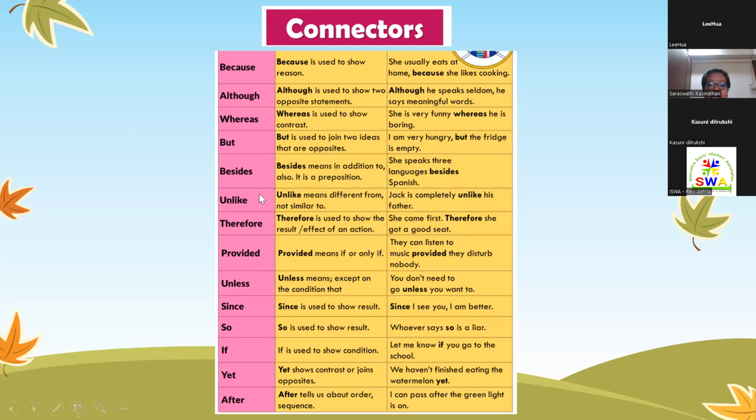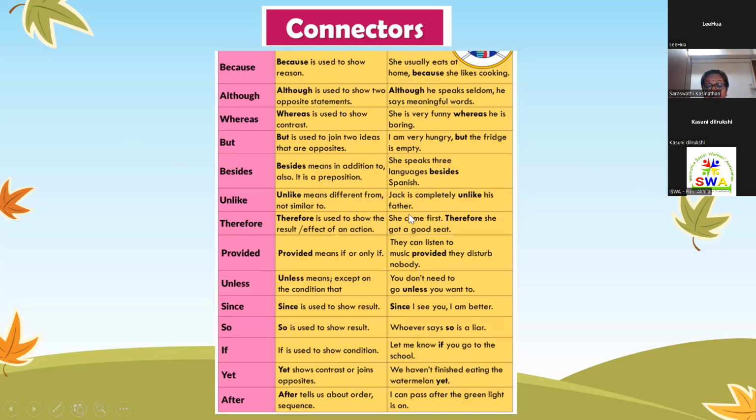Unlike means different from, not similar to. Jack is completely unlike his father. So if his father is hardworking, Jack is unlike the father.